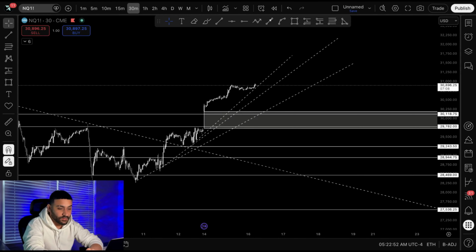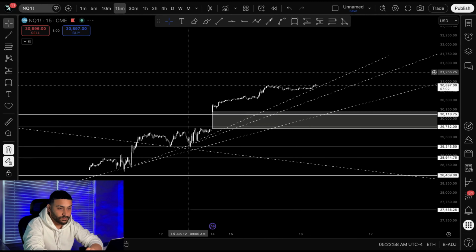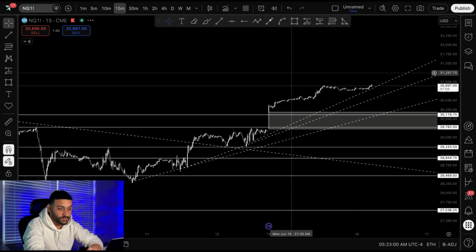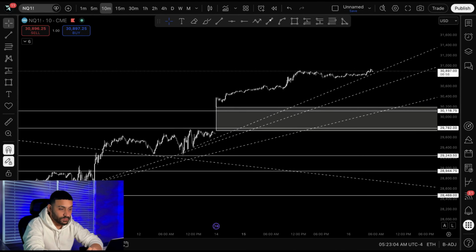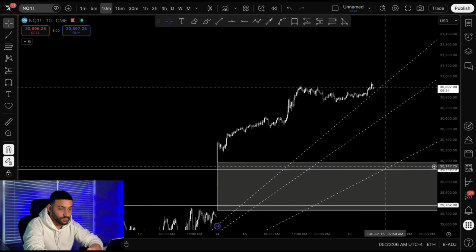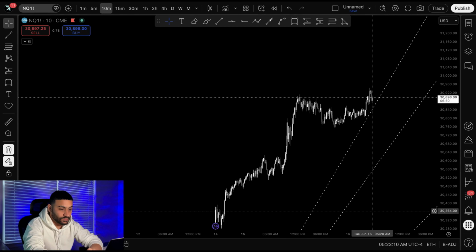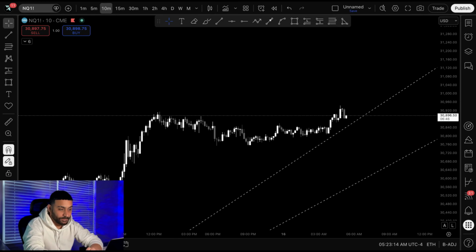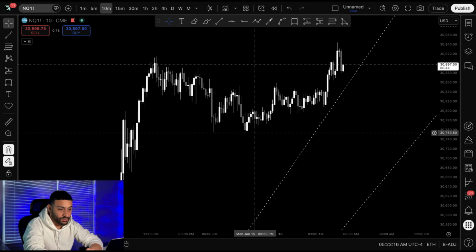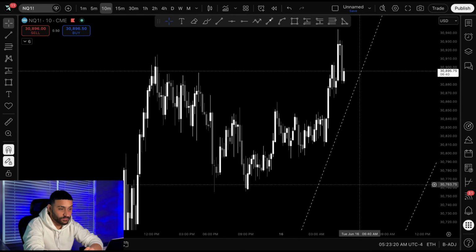Let's take a look at the 30, the 15, the 10 minute. And this is where you're going to want to start to zoom in, because essentially what you're looking for is the pivot points within the smaller time frames for entries and exits.